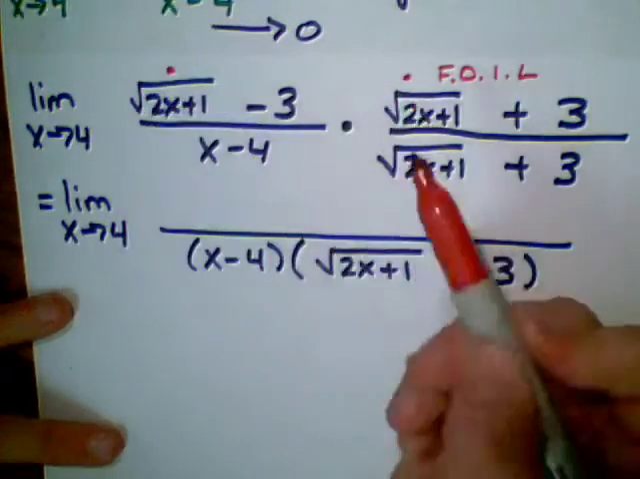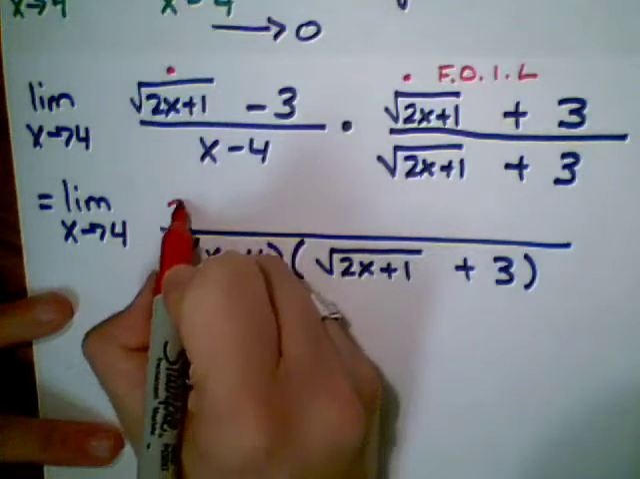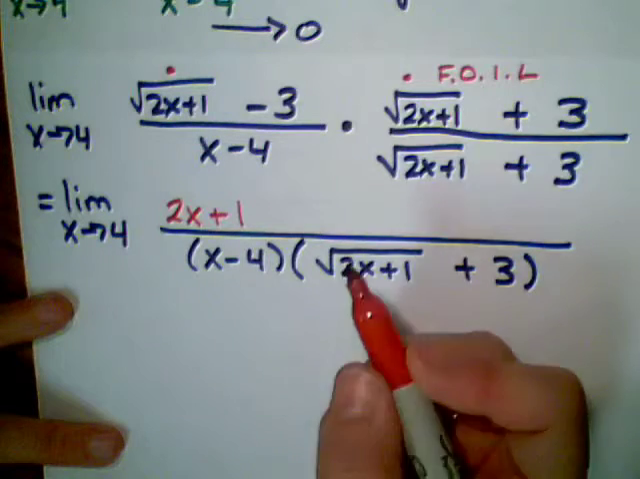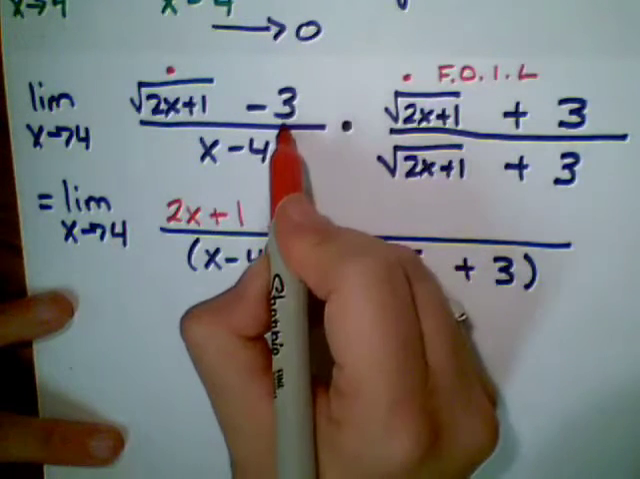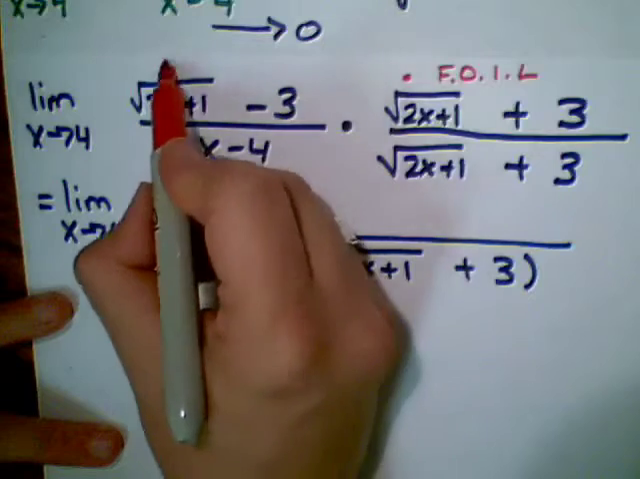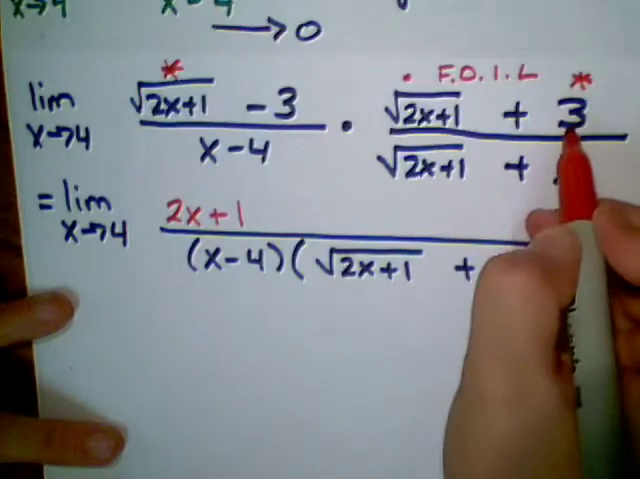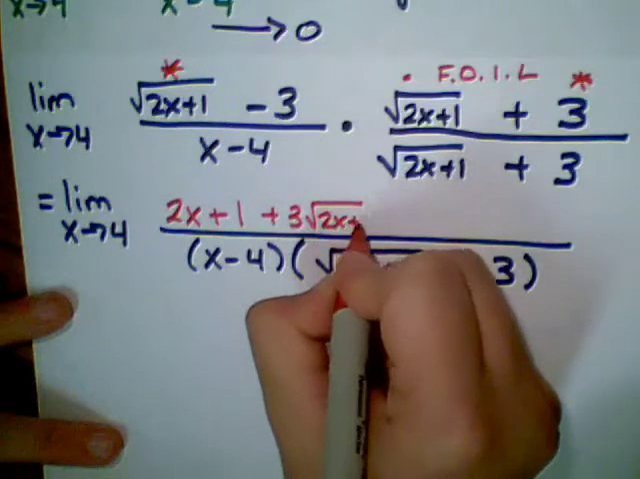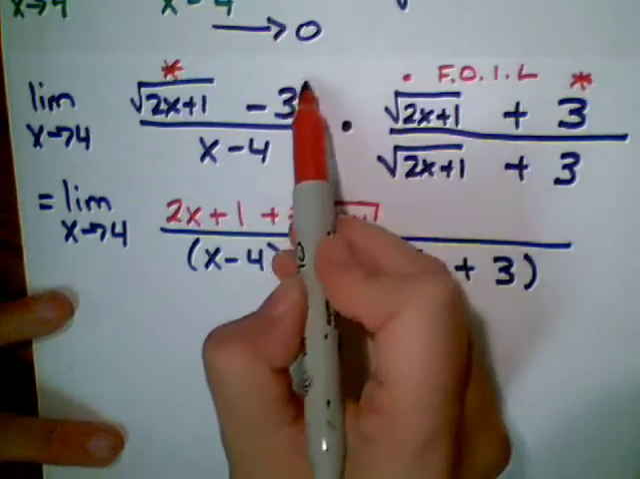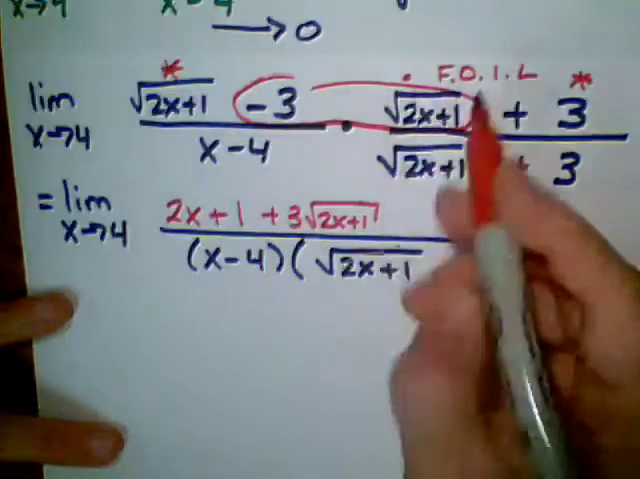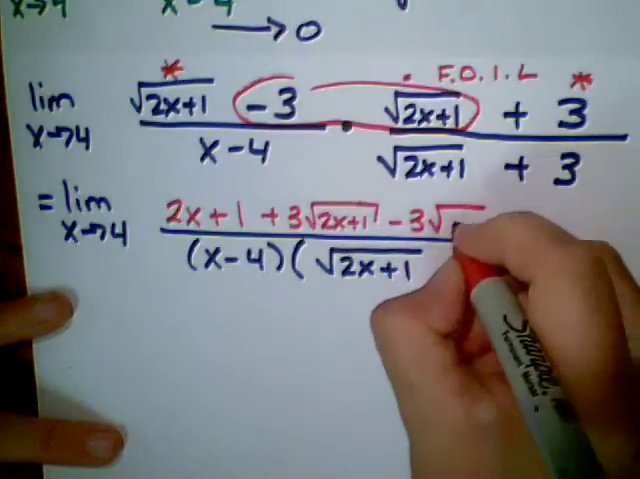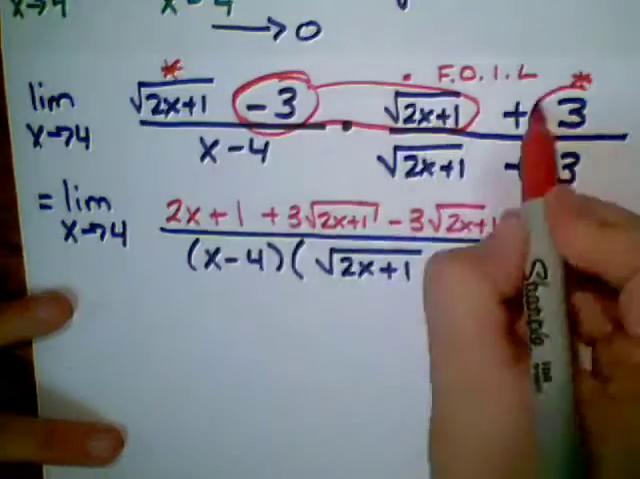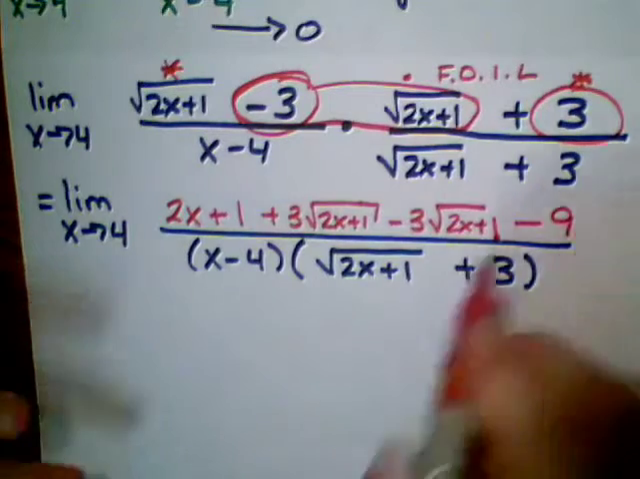I'm going to take the product of the first 2 terms. The radicals go away and I'm left with 2x plus 1. I'm going to take the product of the outside terms. That'll be positive 3 times square root. Then I'm going to take the product of the inside 2 terms. That'll be negative 3 times the square root. And last of all, I'll take the product of the last terms, which will give me negative 9.